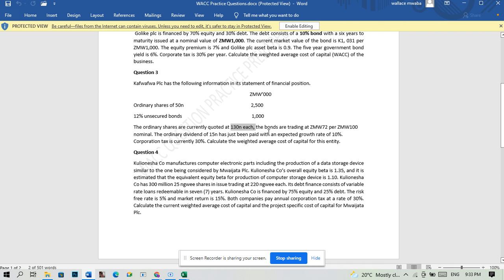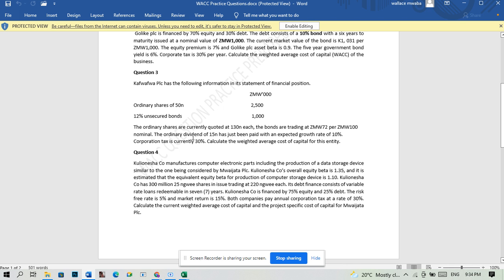The bonds are trading at 72 kwacha per 100 kwacha. All right, so this thing which is saying the bonds are trading at 72 kwacha is the market value of the bonds. Okay, and this 72 kwacha is the market value of the bonds, right? Then this per 100 kwacha is the book value of the bonds. So whenever you see a per, it represents the book value. Okay, so per 100 kwacha nominal.